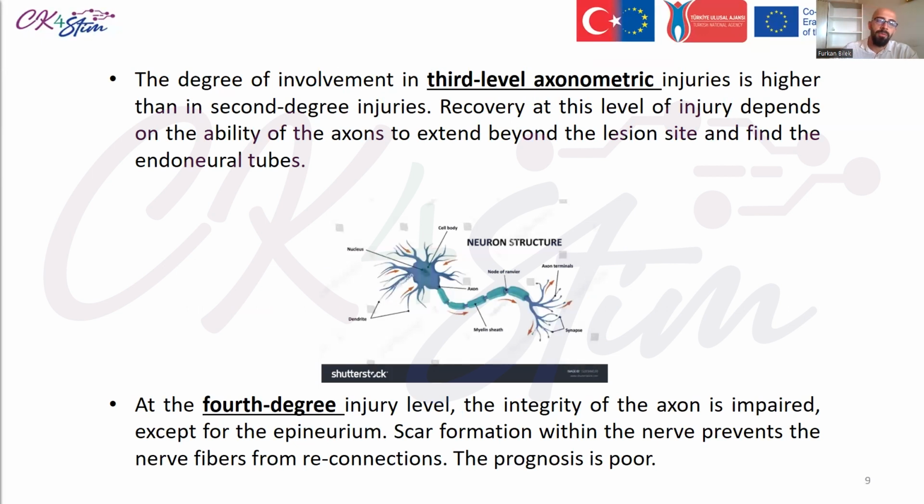The degree of involvement in the third level axonotmesis injury is higher than in the second degree injury. Recovery at this level of injury depends on the ability of the axons to extend beyond the lesion site and find the endoneurial tubes. At the fourth degree injury level, the integrity of the axon is impaired except for the epineurium. Scar formation within the nerve prevents the nerve fibers from reconnecting. The prognosis is poor.